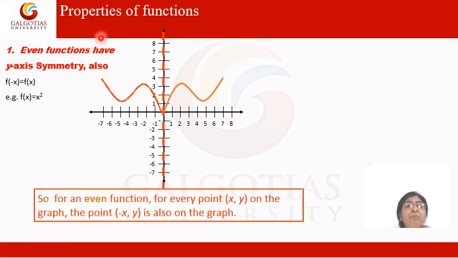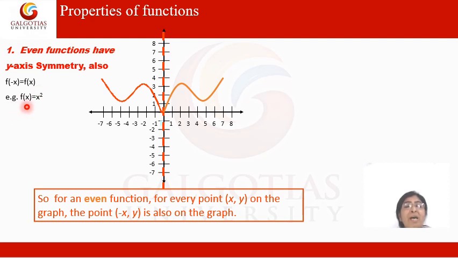Next you have properties of functions. So the first property is even functions. The function is said to be even if it has symmetry about the y-axis. You can see that this is the curve. It is symmetrical about this y-axis. Clear? Next, an even function can be defined as f(-x) = f(x).